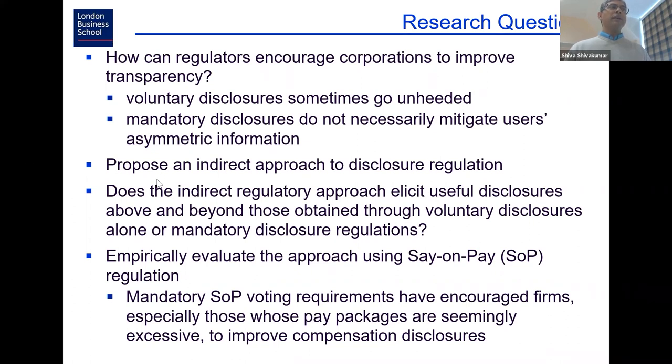So we are now going to propose a slightly different way, which we are going to refer to as an indirect regulatory approach to disclosures. We are going to empirically test whether this indirect regulatory approach can elicit useful disclosures from firms that are above and beyond those that can simply be obtained through voluntary disclosures and mandatory disclosures. If firms can disclose through mandatory disclosures or voluntary disclosures, and that's the same thing that we will achieve through indirect regulation, then this indirect regulation is not even needed. But we want to see whether it's incrementally beneficial over those two approaches.